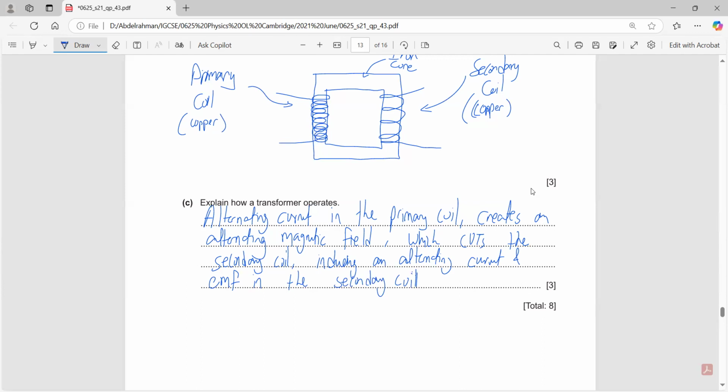That's it. You have to talk about the current being alternating. That's a must. And then you have to talk about the cutting magnetic field. And then you have to say that the current is induced in the secondary coil, or that the EMF is induced in the secondary coil. Okay, three very important points.